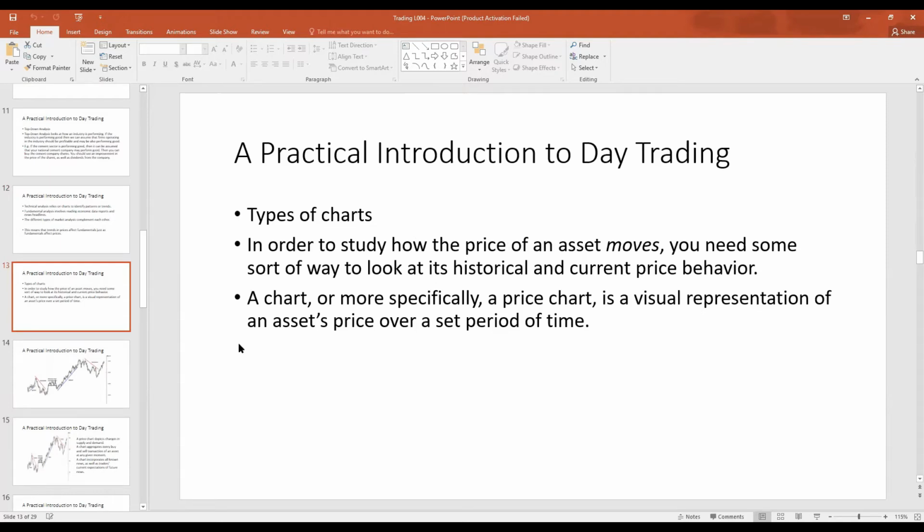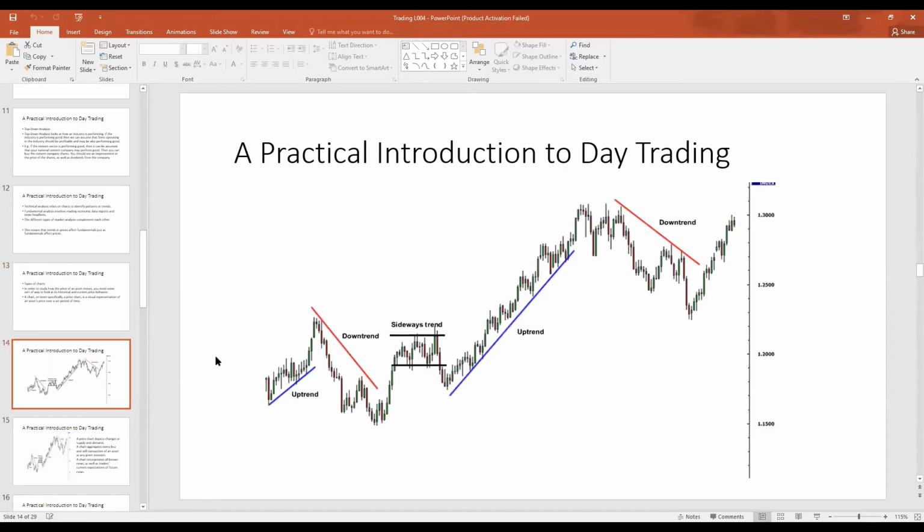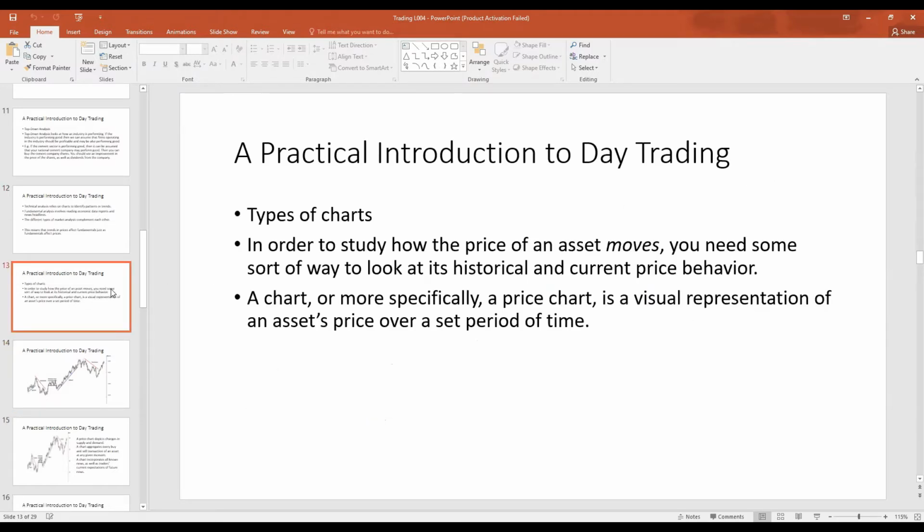The next thing we want to consider are charts. What are charts? A chart shows the movement of the price of an asset. This is an example. This is a chart. There are different types of charts. There are line charts, there are bar charts, and there are candlestick charts.